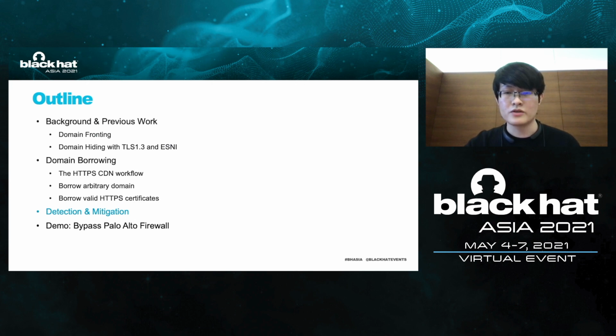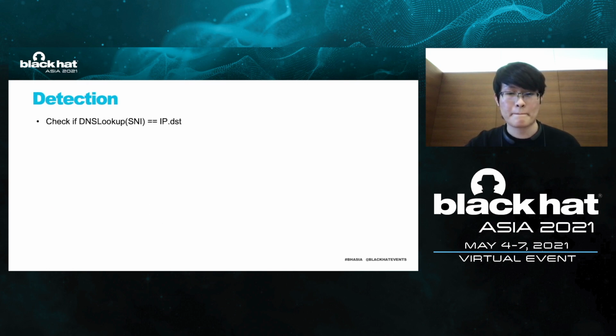Next, we will introduce some methods to detect and mitigate domain borrowing. An important signature of domain borrowing is that the client abandons DNS resolution before connecting to the CDN edge server. Therefore, for routines, you can compare the destination IP address of the HTTPS connection with the DNS lookup result of the SNI in the firewall.